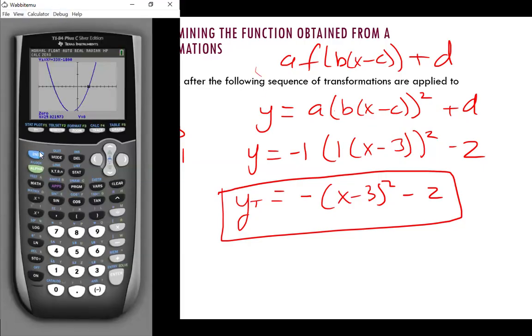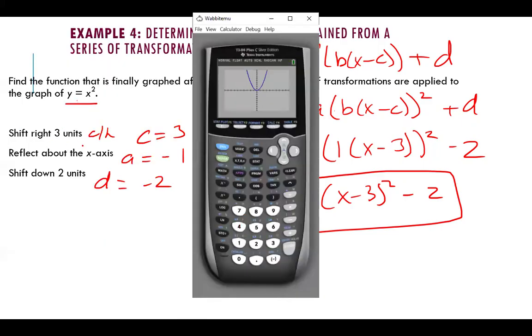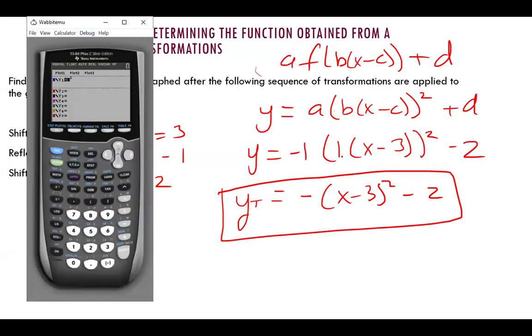So initially, I'm going to reset, second plus 7, 1, 2. Initially, we had y equals x squared, so it looks like this. Bam. Then it told us that it wanted us to shift right 3 units, reflect about the x-axis, and shift down 2 units. So we created our transformation. We identified our C, our A, and our D. And because our B wasn't here, our B remained 1. We simplified, and this is now our new function model.